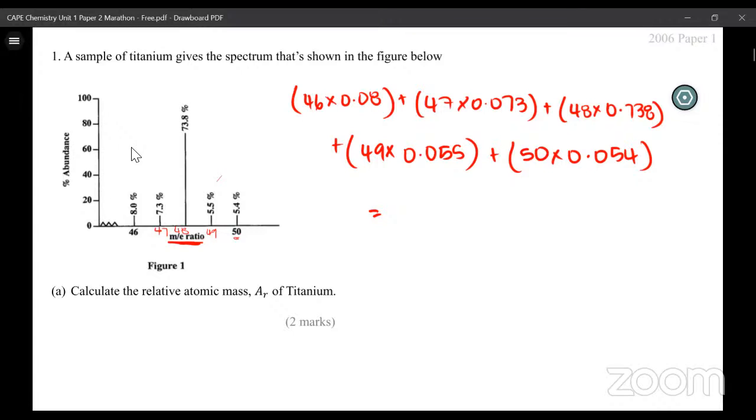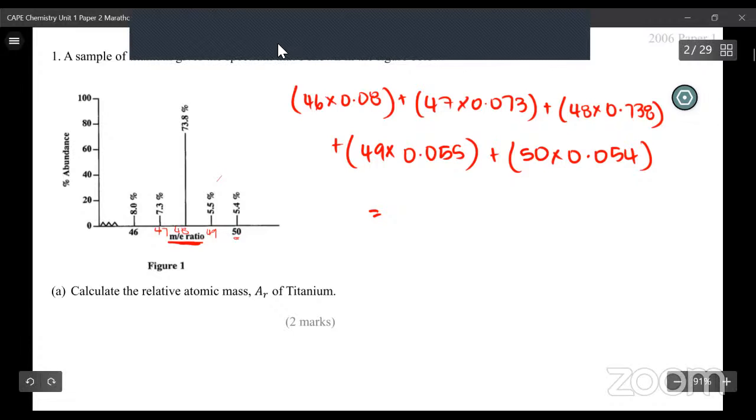All right. So that 48 multiplied by 0.738. Or if you want, you could have just put 73.8 over 100. Hold on, excuse me.